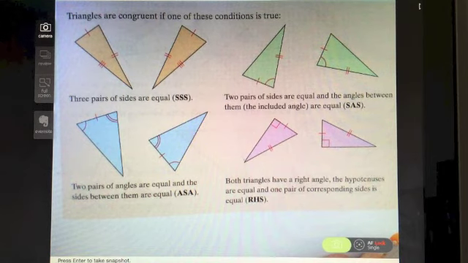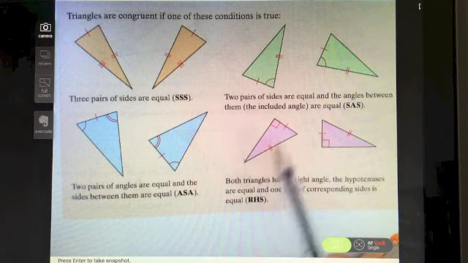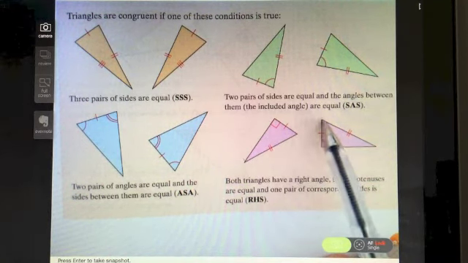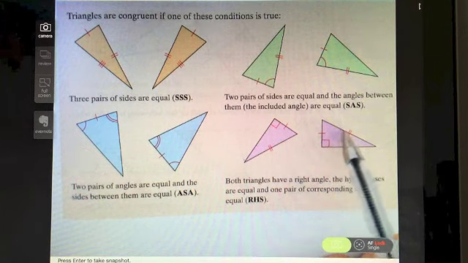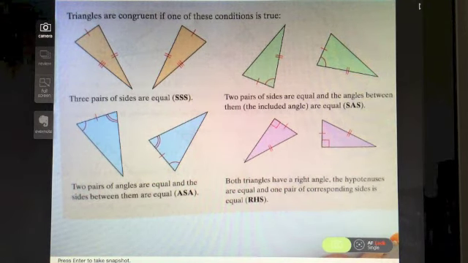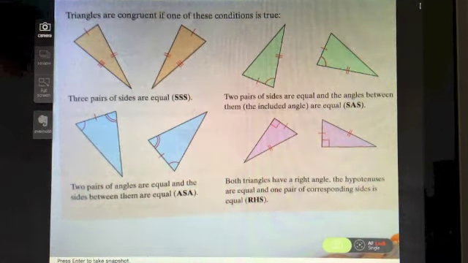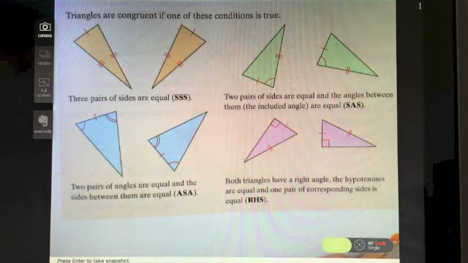And then the last one is RHS. So if you have a right angle and you have a side and you have the hypotenuse. The hypotenuse is, of course, the longest side opposite the 90 degrees. If you have the right angle, a side and the hypotenuse, you can be sure that you have triangles that are exactly the same, i.e. congruent. Proving congruency is a really, really useful way of proving if two things are equal.